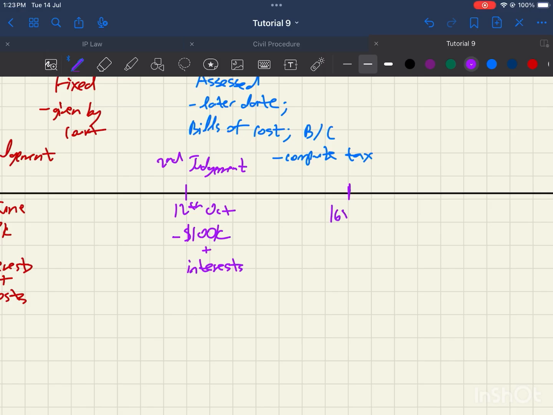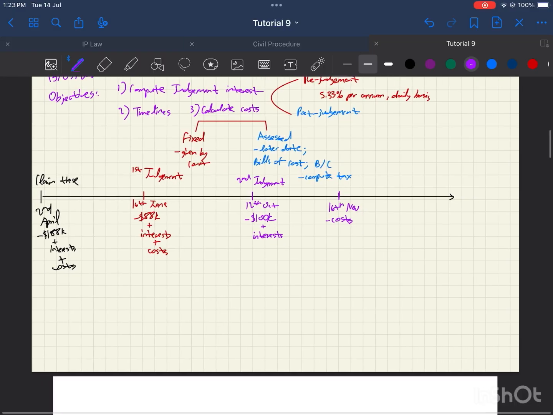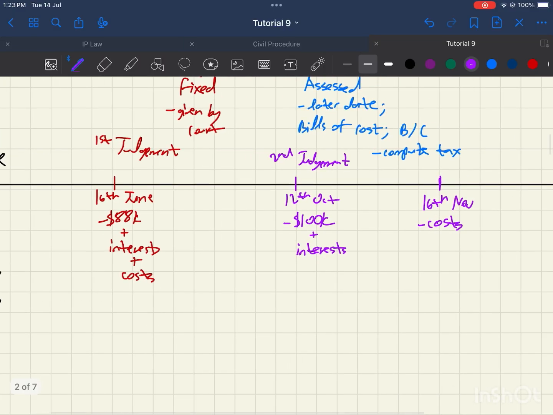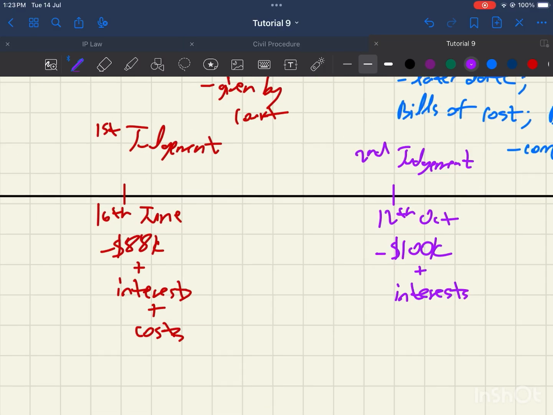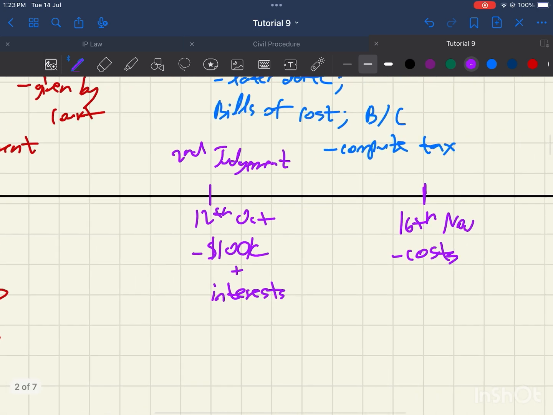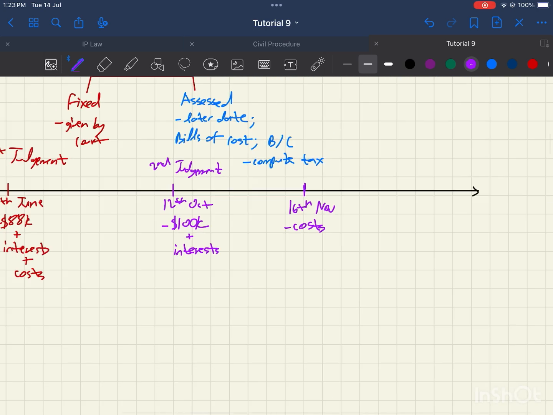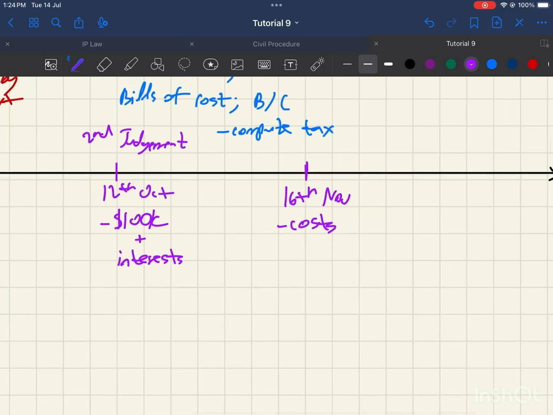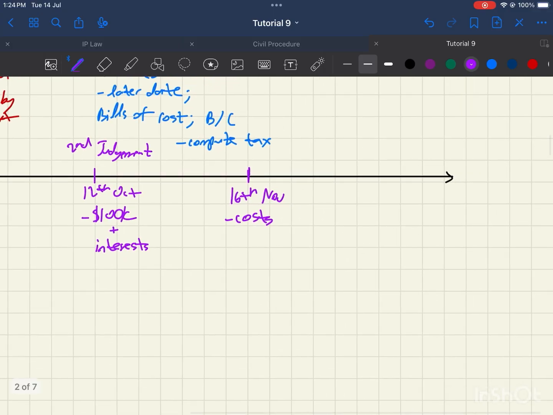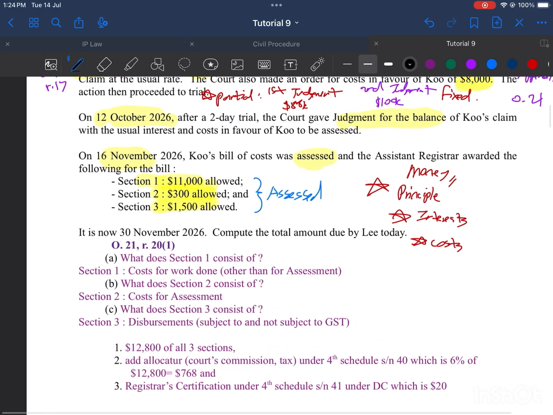So as we can see here, I'm going to use the purple color. All right, we got 16th November, and this is the cost we're given. And I want you to understand why I color coded as such, because first judgment is red. Everything under here refers to first judgment, whereas all these purple scribblings refer to the second judgment. So don't confuse them. And last but not least, we got 30 November, which is today.